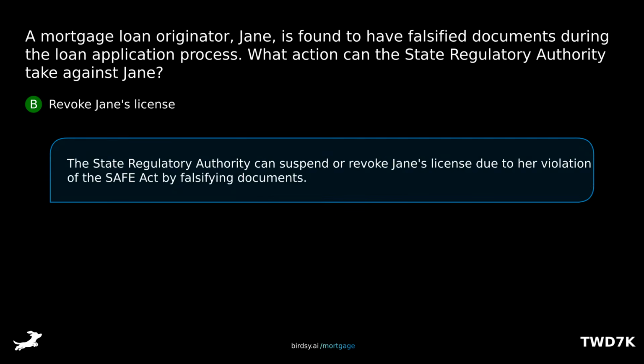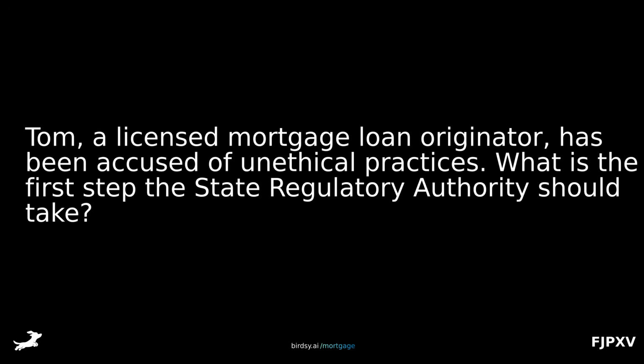The state regulatory authority can suspend or revoke Jane's license due to her violation of the SAFE Act by falsifying documents. Tom, a licensed mortgage loan originator, has been accused of unethical practices. What is the first step the state regulatory authority should take?